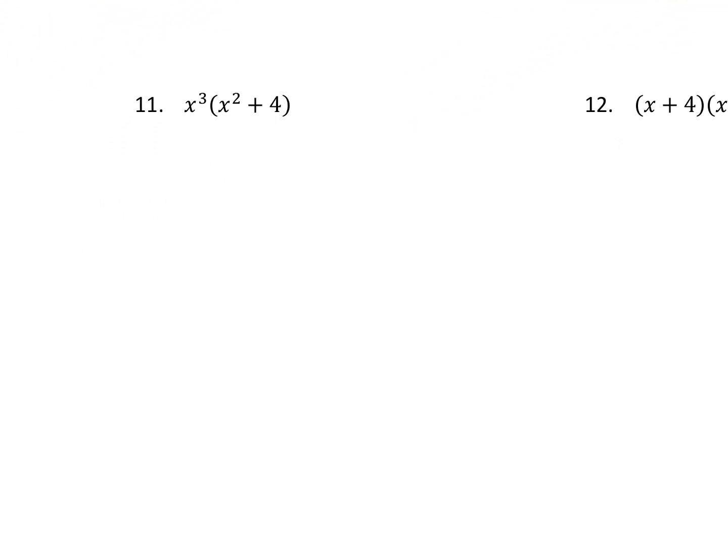Now we will be multiplying these. For 11, we have x cubed times x squared plus 4. We're just distributing in the x cubed, so x cubed times x squared is x to the 5th power, and x cubed times 4 is 4x cubed.